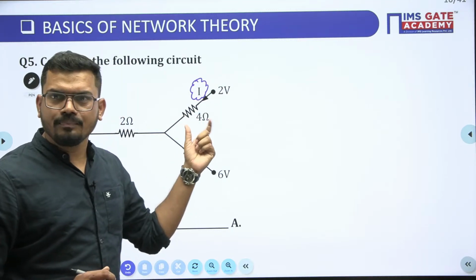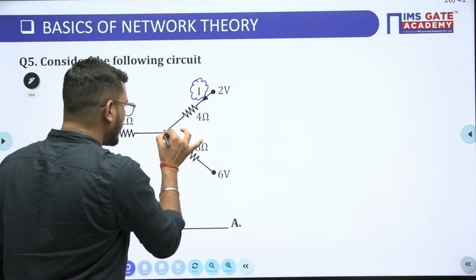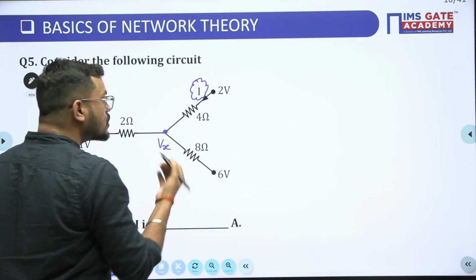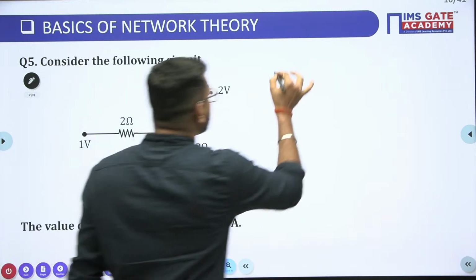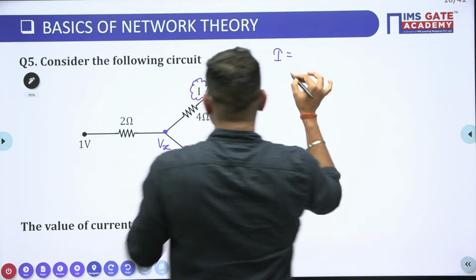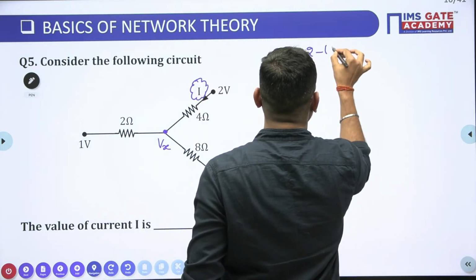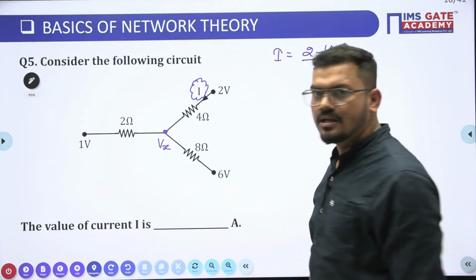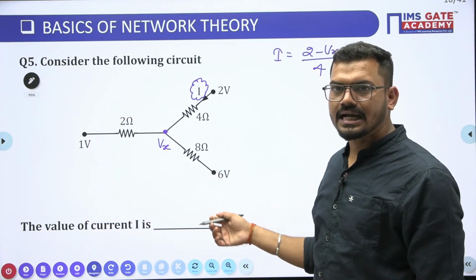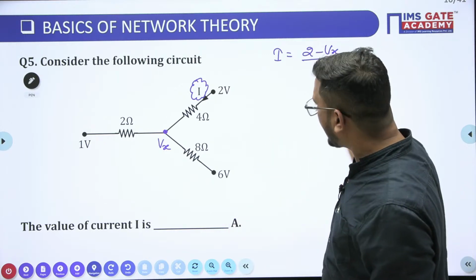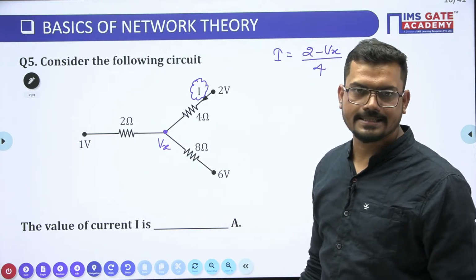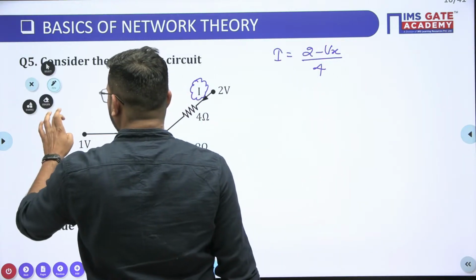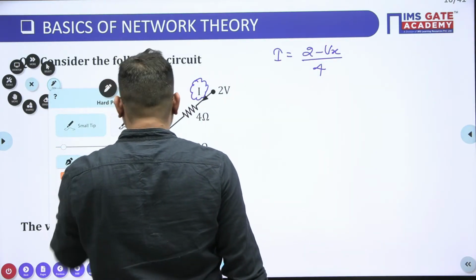Suppose I'm taking this as V1, or we can write Vx. So this current will be nothing but 2 minus of Vx, divided by 4. Is it clear now? So we just have to calculate this value of Vx. How to find this value, guys? By applying nodal analysis.